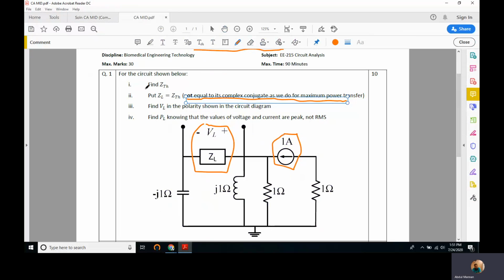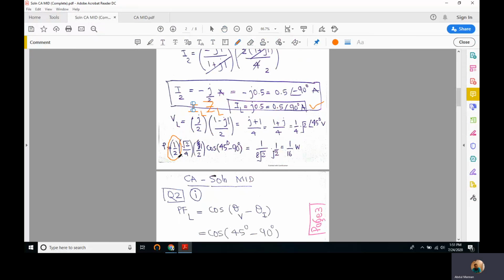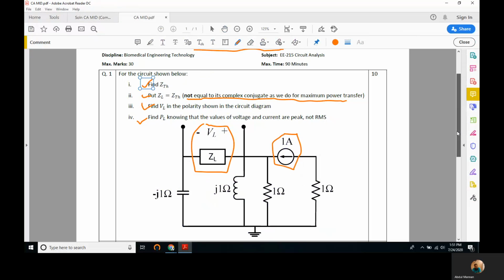Right, and we have solved part number 1, part number 2, and part number 3. We have completed VL, and we have solved part number 4 too, because we have completed PL. PL is 1 by 2 times the magnitude of voltage times the magnitude of current times the cos of angle between voltage and current. So it comes out to be 1 over 16 watt. Right. Let's move on to the next question.